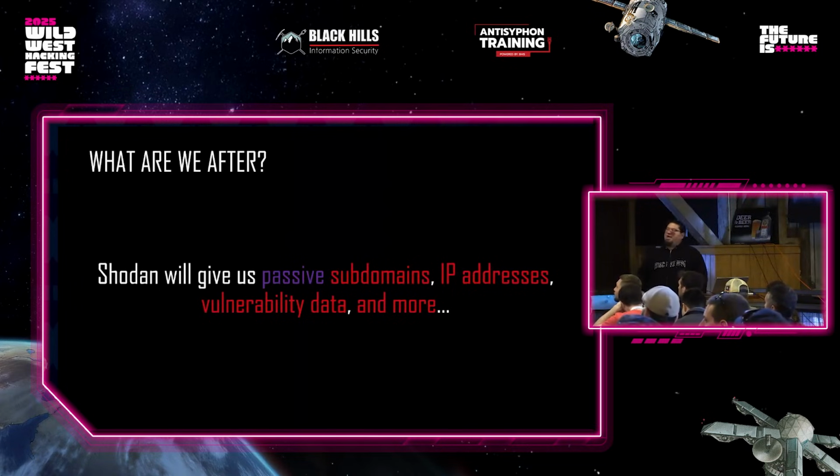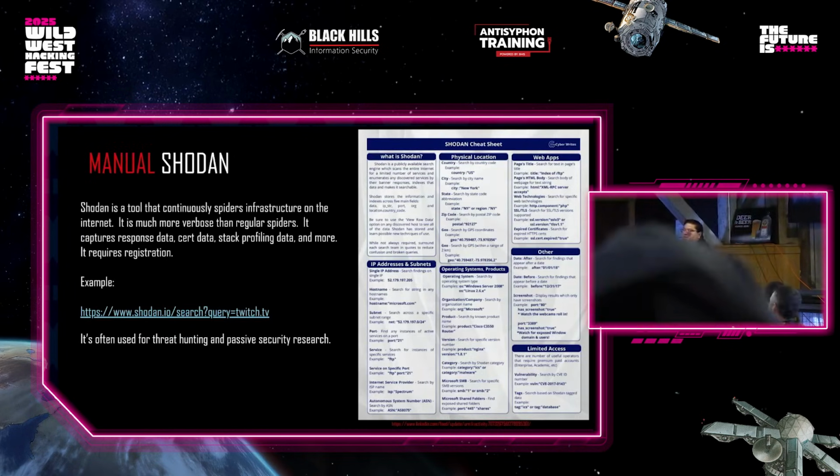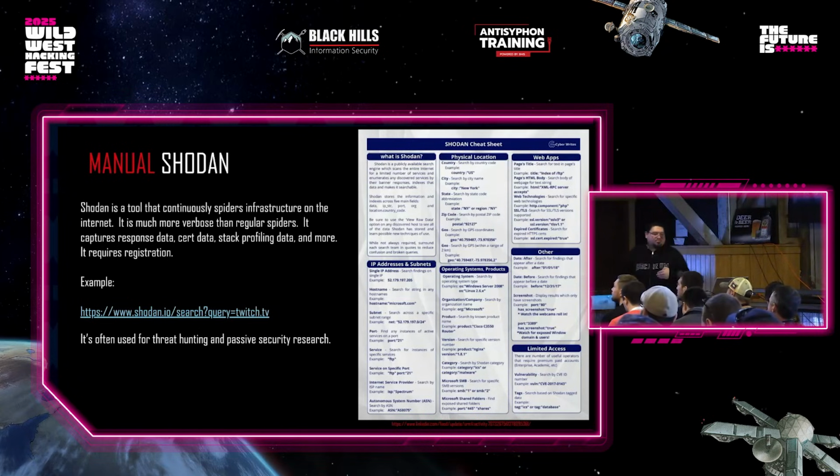Okay, so what are we after when we're using Shodan? Well, we want to passively, still not touching our target, gather subdomains, IP addresses, vulnerability data, and more. Okay, so manual Shodan is using the Shodan site, and this cheat sheet here, which is linked down here, I'll drop these slides in the Discord later, is probably one of the best cheat sheets I've seen.